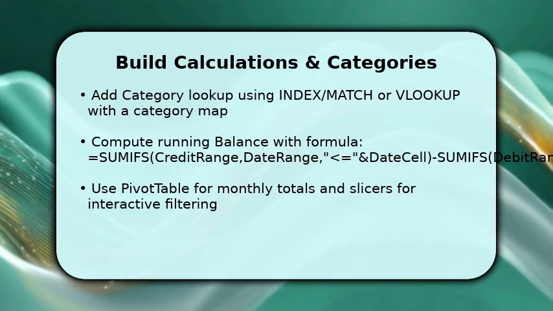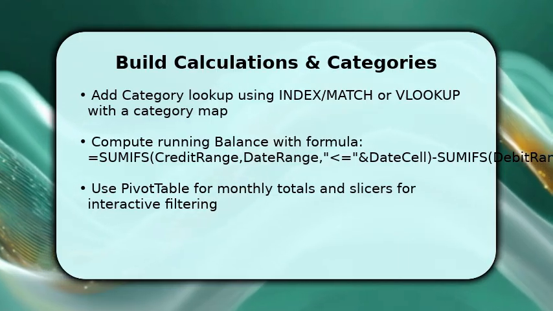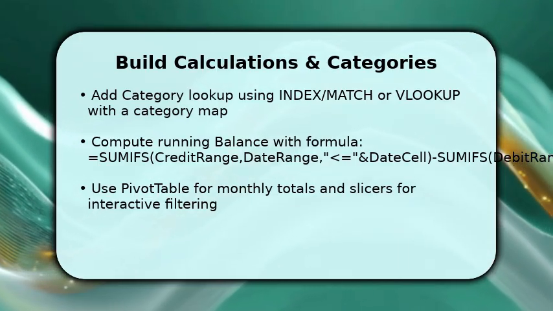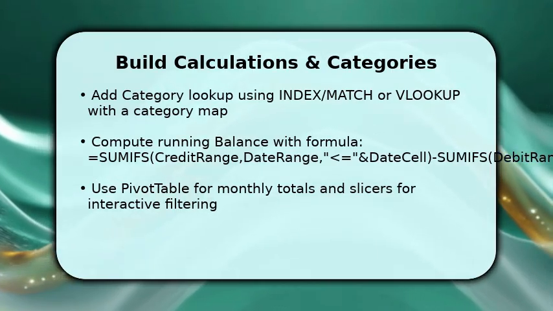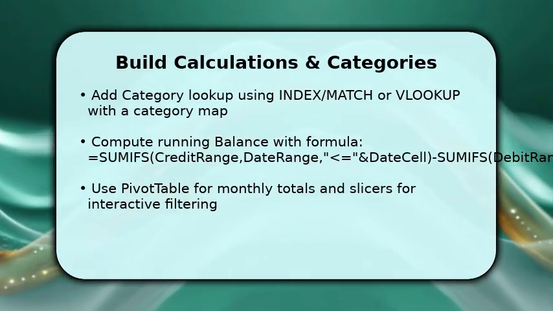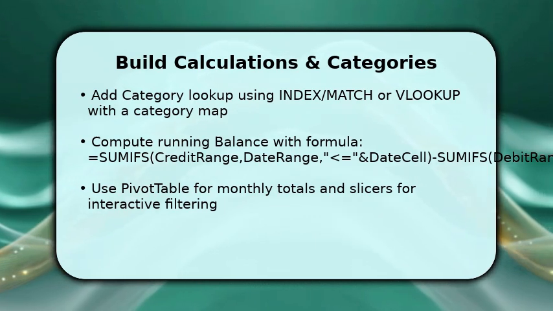Once those formulas are in place, create a pivot table to aggregate monthly income and expense, and add slicers so you can instantly filter by category or account. Make sure to lock key ranges with absolute references.